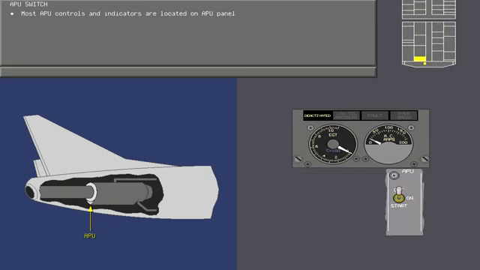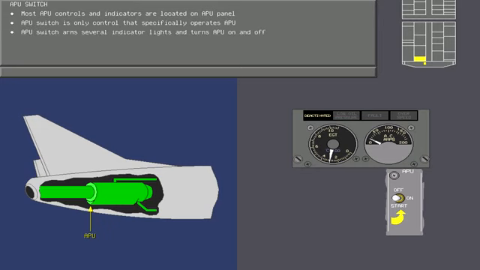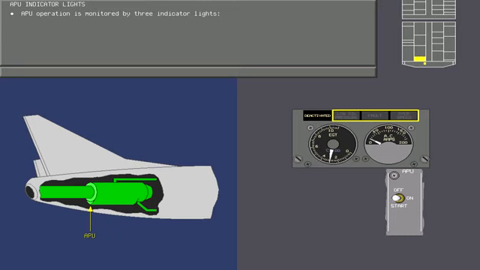Most of the APU controls and indicators are located on the APU panel. The only control that specifically operates the APU is the APU switch. This switch arms several indicator lights and turns the APU on and off. Operation of the APU is monitored by 3 indicator lights. These are the low oil pressure light, the fault light, and the overspeed light.